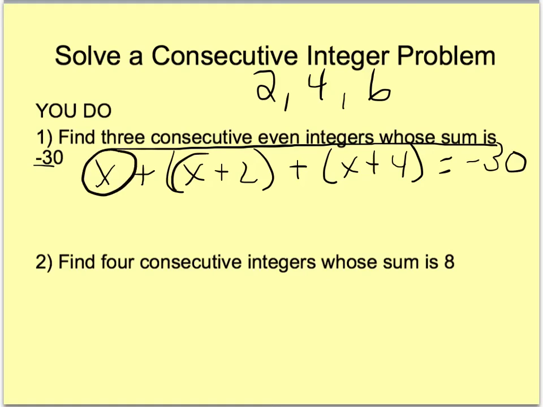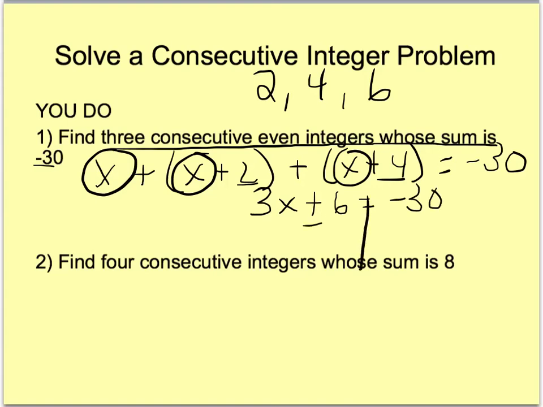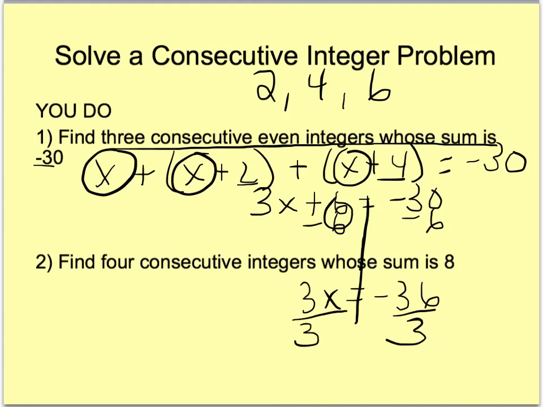Okay, so I'm going to add up all my x's. I have 3x, and my whole numbers plus 6 is equal to negative 30. Solve for x. So 3x equals negative 36, and divide by 3 on both sides. So x is going to be equal to negative 12. Okay, so let's go ahead and plug in this information. I'm going to erase here. We know x is negative 12.